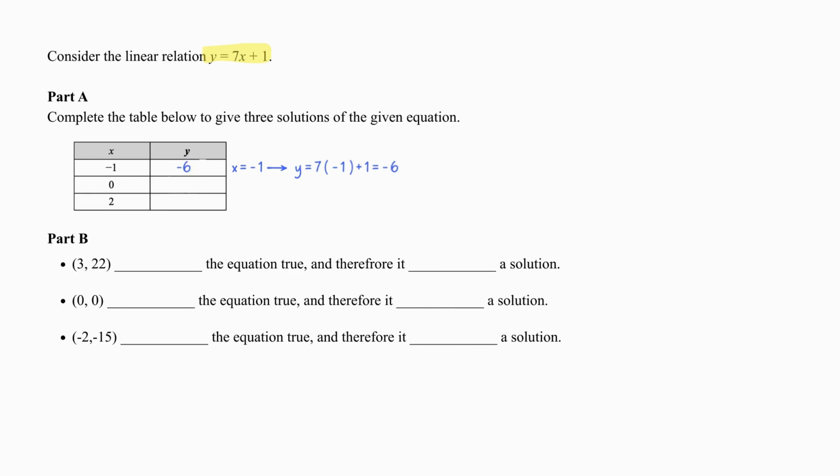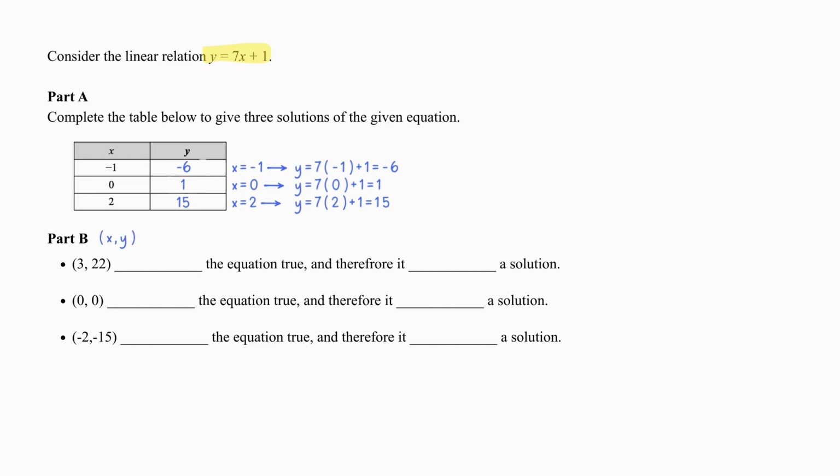So, y equals -6. When x equals 0, y equals 7 times 0 plus 1. So, y equals 1. When x equals 2, y equals 7 times 2 plus 1. So, y equals 15. Let's move to part B.